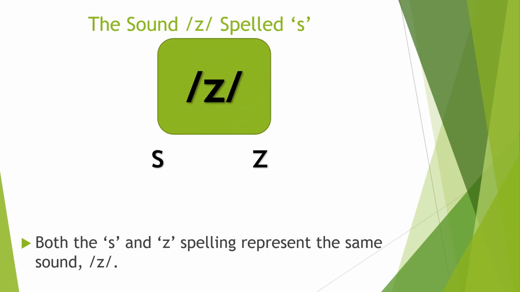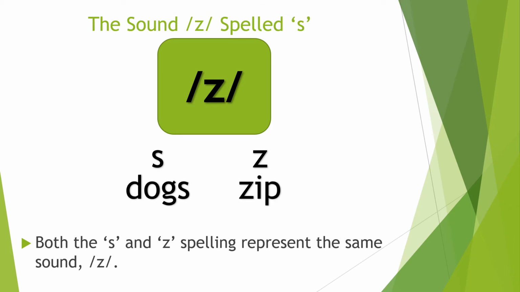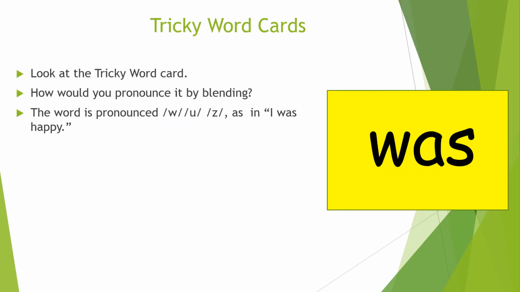Z. Take a look at these two words. Dogs. Notice that dogs is spelled with an S, but it has the Z sound. That means there are more than one dog. Dogs. Z, zip. Z has the Z sound, like a zipper. You zip a zipper. Both the letters S and Z are spellings that represent the same Z sound.